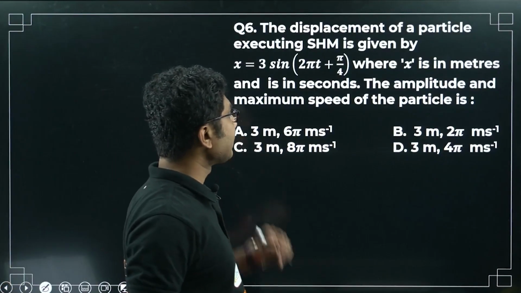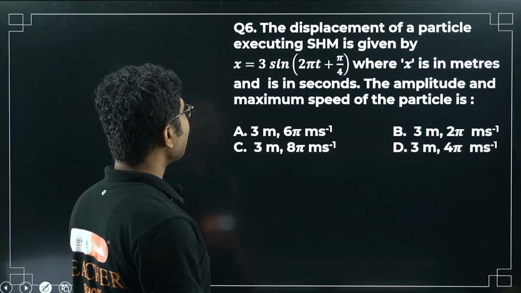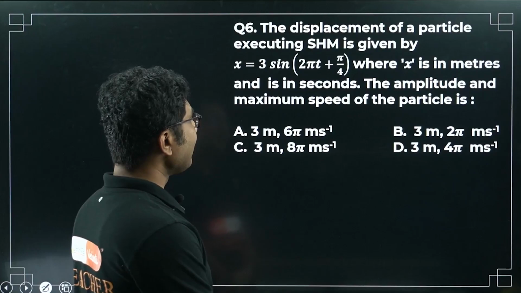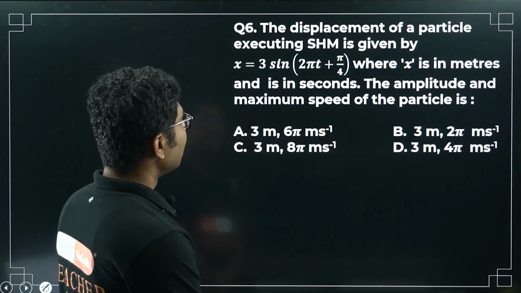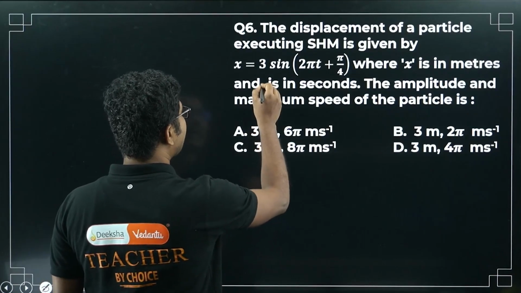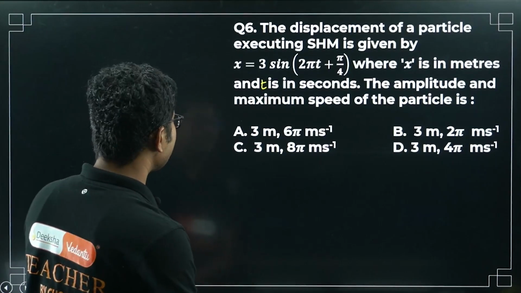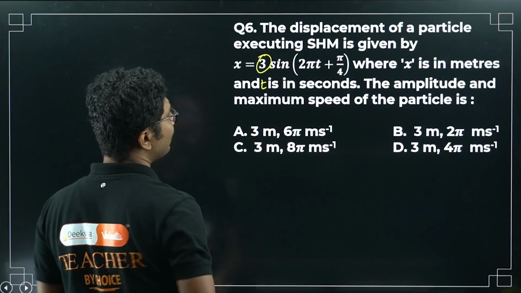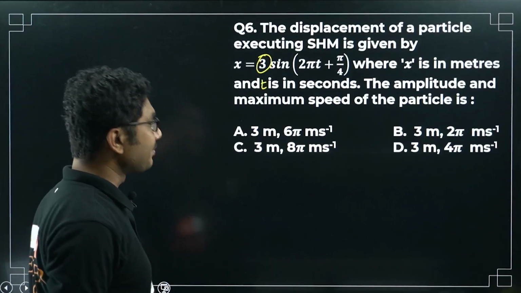This is an equation based question. The displacement of a particle executing SHM is given by x equals 3 sin(2πt + π/4), where x is in meters and t is in seconds. What are the amplitude and the maximum speed of the particle? So amplitude is given by this quantity. All the options give the same amplitude, so obviously they want to check the speed of the particle.